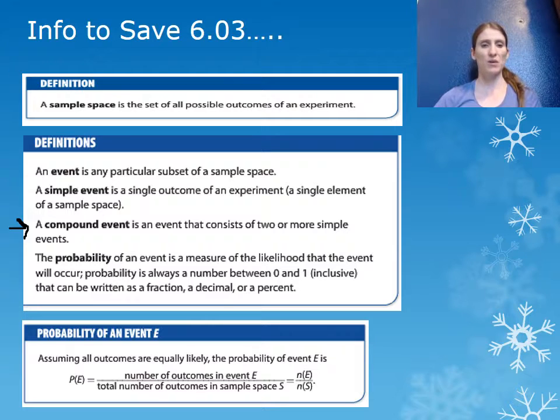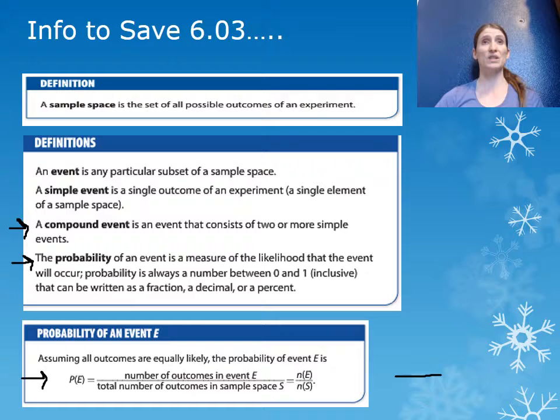Okay. The probability of an event is the measure or likelihood that the event will occur. A lot of times we write these as percents. Most of the time we write them as percents actually, but they can be written as fractions and decimals. So here's how we find the probability of an event. We take the total number of outcomes of the event.